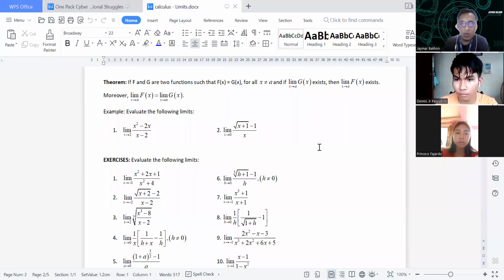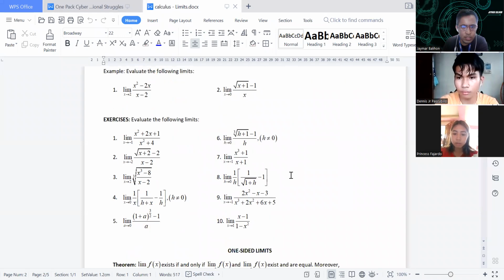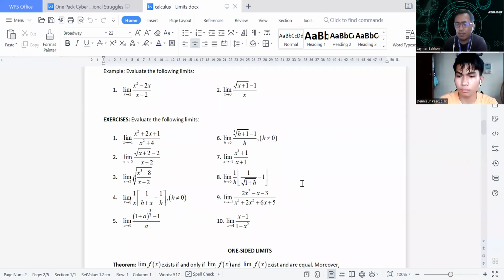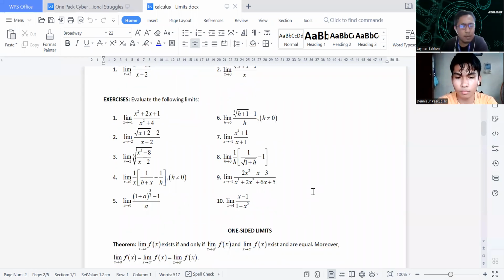Okay. Last time, I already assigned to you that you're going to answer these exercises, right? In the previous meeting that we had, we already discussed the different theorems in connection to limits, right? The limit of a sum, limit of a product, and linear.